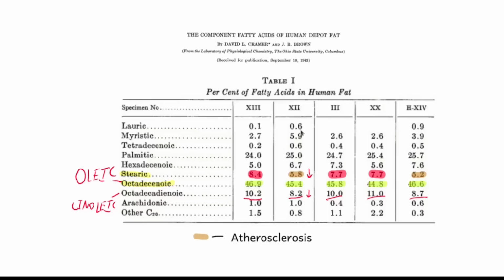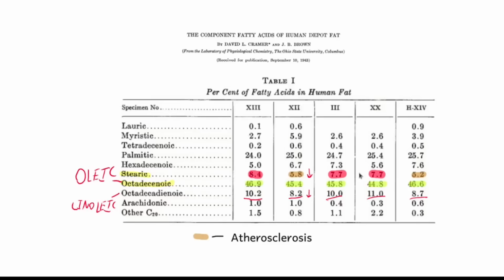These samples are all taken from cadavers. So all 5 of these humans have passed away. The persons in the column with this more brownish color died of what's called atherosclerosis, or heart disease. And you can see that even as long ago as 1943, these 2 humans who died of heart disease have a different fatty acid profile in their adipose tissue. They have lower stearic acid.